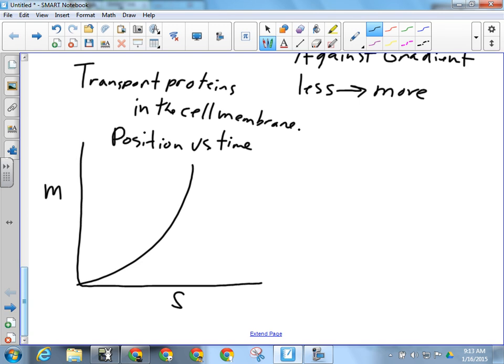It doesn't increase by the same rate. It travels further in second two than it did in second one. Sorry, I said that backwards. It travels further in second three than it did in second two. If it only went 2 meters in second two, it's going 4 meters in second three, and so on and so on. So it gives us that curved shape.